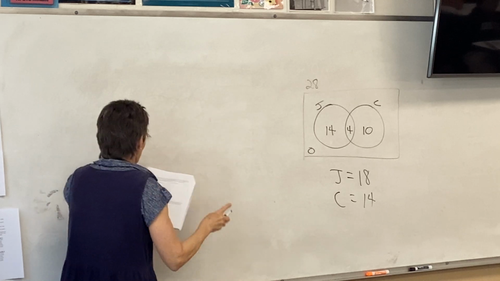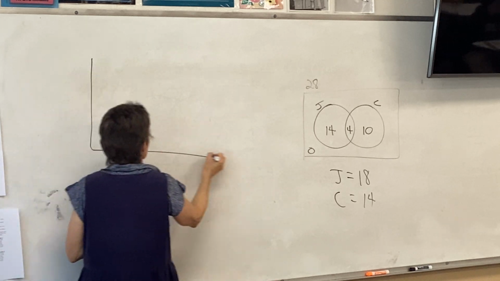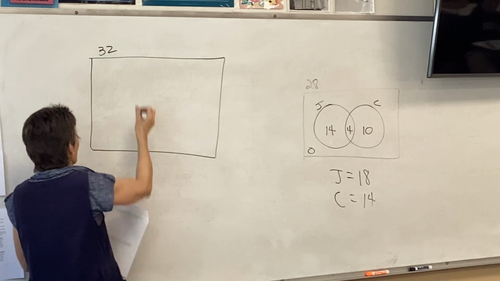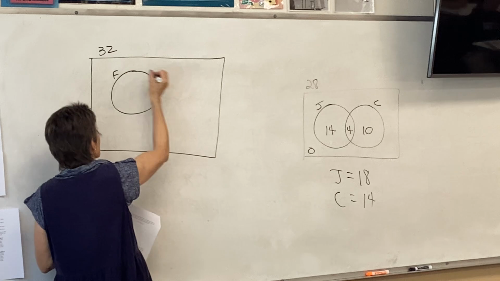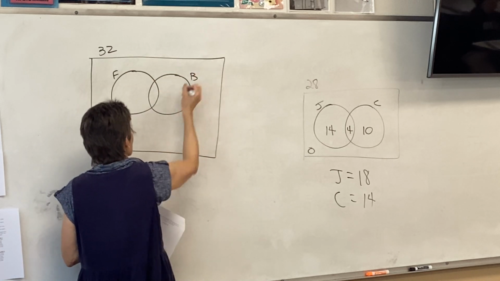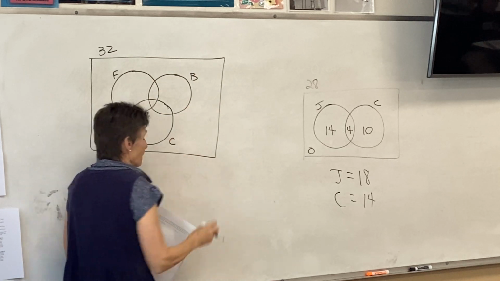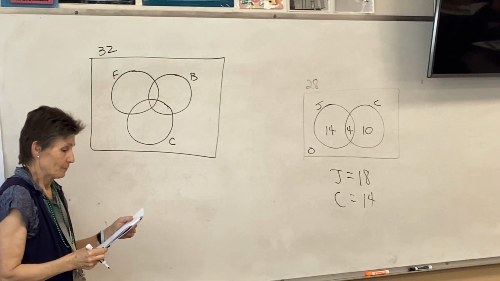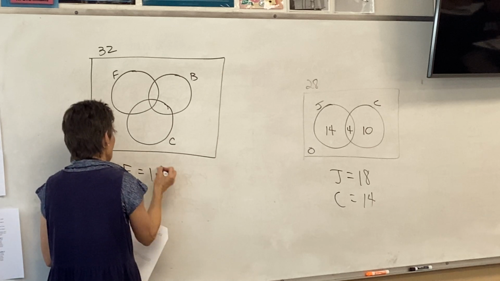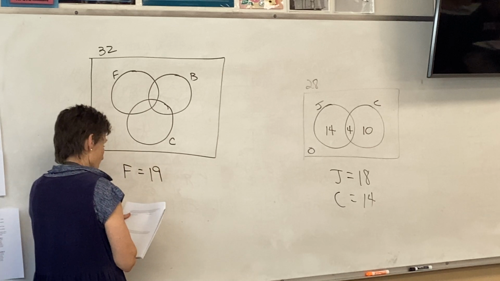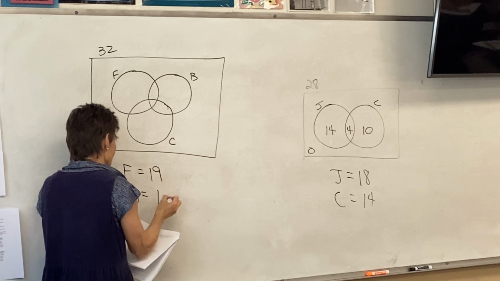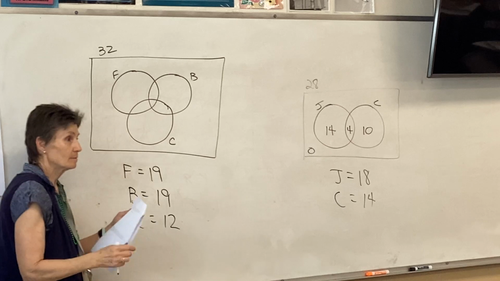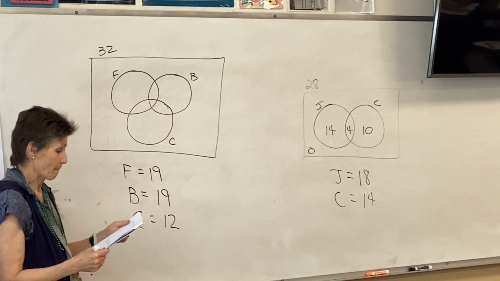There are 32 kids in the class. They like Fords, Buicks, and Chevys. 19 like Fords, 19 like Buicks, and 12 like Chevys. Should we draw this one bigger? Yes.